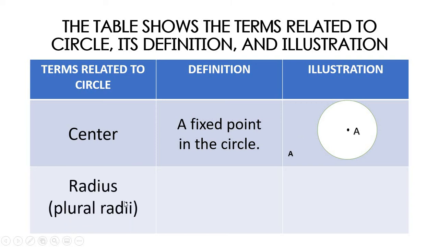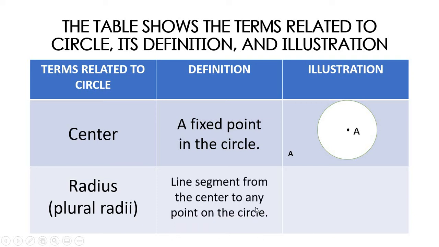Next, the radius or the plural radii. Line segment from the center to any point on the circle. So we have here the line segment AB as an example of a radius. So yung radius ay singular form at yung radii ay plural form. So yung radius, ang line segment niya or yung endpoints, yung isa ay nasa center at yung isa ay nasa circle. So, line segment AB is an example of a radius.